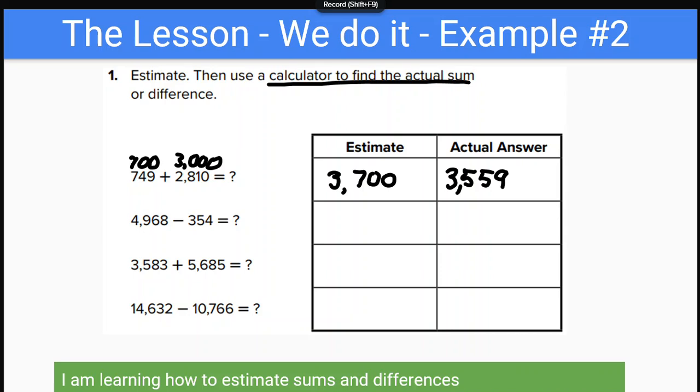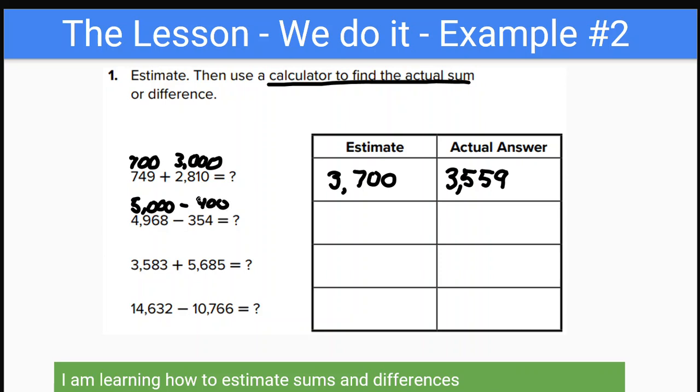And you could do the same thing with subtraction. Let's take a look at the next one here. The next one says 4,968. Well, gee, to me that is very close to 5,000, and 5,000 is an easy number to use. Anytime you've got numbers with zeros, they're easy to use. Now this one right here is 354, and it's in between 300 and 400. It's just a little bit closer to 400.